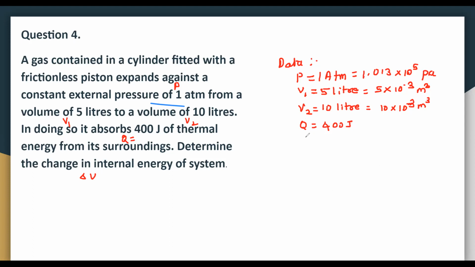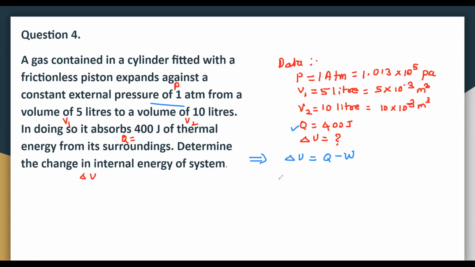Now we need to find out del U. So first we'll find out work done, because according to first law of thermodynamics, del U, change in internal energy, is equal to heat minus work done. Now we are having this Q value here. First we need to find out work done, then we can find out change in internal energy.